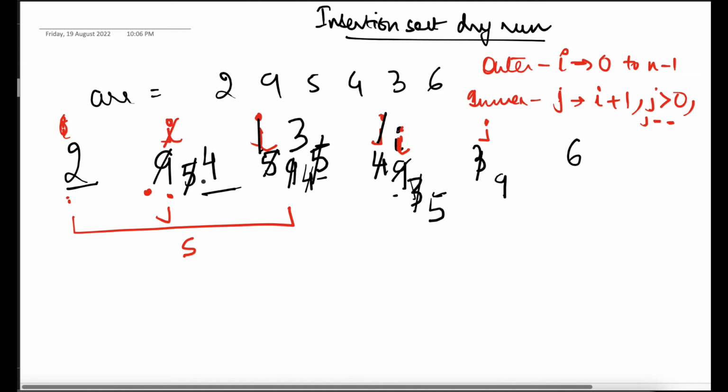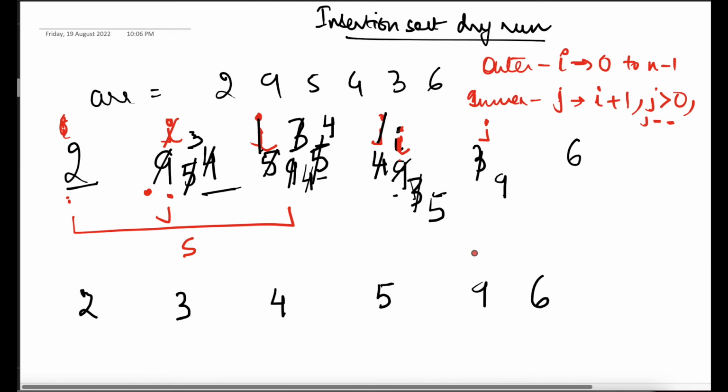Similarly, 3 and 4 is now being compared. Again swapping happens, so this becomes 3 and this will be 4. 2 and 3 comparison will happen, so it's fine. So now we have 2, we have 3, 4, 5, 9 and 6.